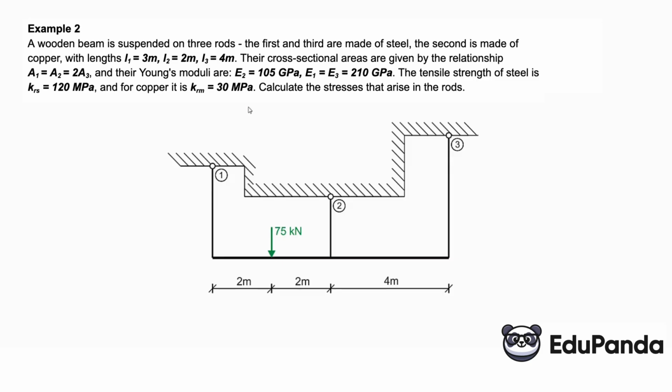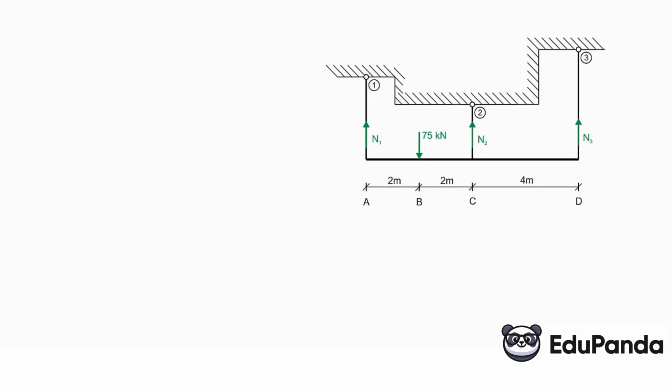To do this, we first need to measure these bars, because stress is the force in the bar divided by the cross-sectional area. To know the cross-sectional areas, we need to calculate the forces in the bars, because we need to measure these cross-sectional areas based on the strength condition, and to do this, we need to have the forces in the bars. So we mentally cut the bars and mark the forces in the bars, N1, N2, and N3 here. And we have an external force of 75 kN.